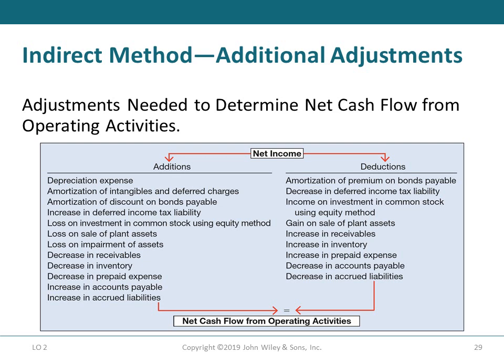Finally, we can summarize the indirect method adjustments to determine net cash flow from operating activities. We start with net income and make some additions and some deductions. You can see a summary of the additions required and deductions needed to reach net cash flow from operating activities.